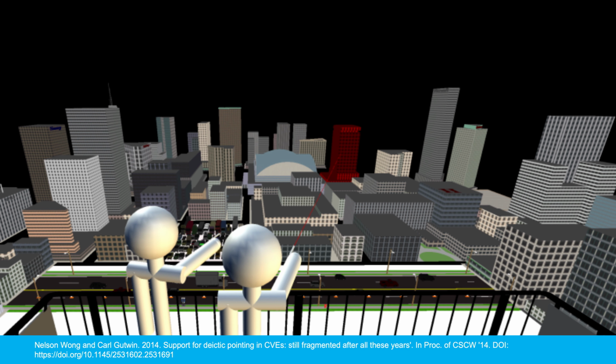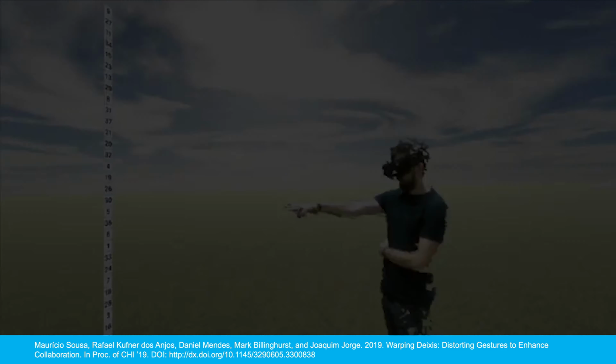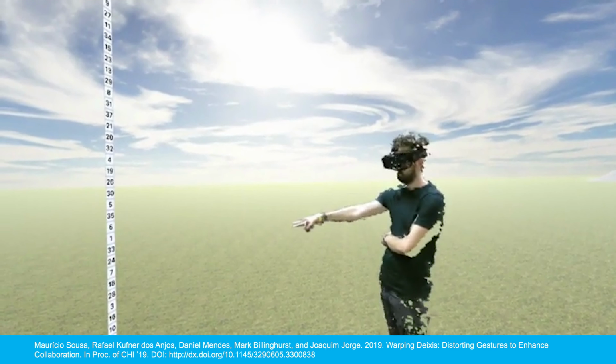One of the early works that embraced virtual reality to enhance conversations is Wong and Goodwin in 2014, presented at CSCW, where they analyzed which visual feedback method is best to convey the directions expressed by deictic gestures, which resulted in a better human-human interaction, as the conversation partner could understand the referenced place faster and better. And the latest paper embracing virtual reality for deictic gestures was presented last year at CHI, with the title Warping Deictics.